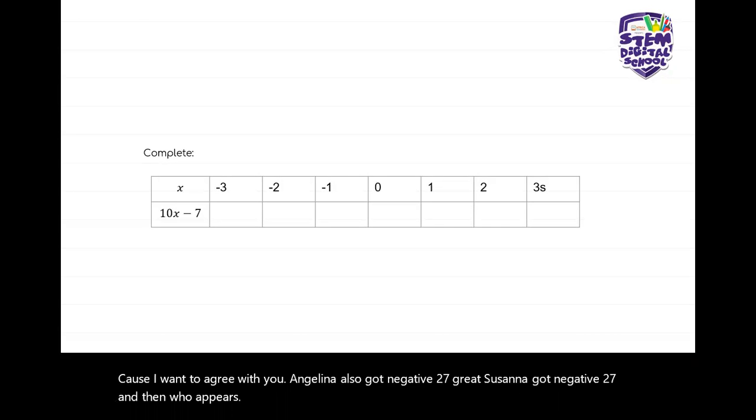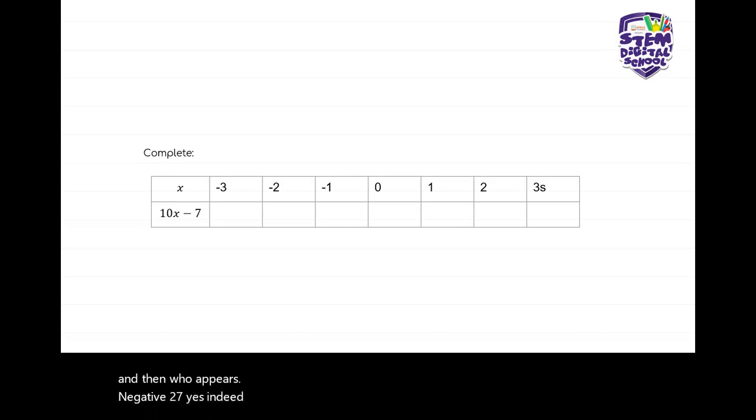Yes, indeed. Remember 10x minus 7 simply means that you can just multiply 10 by negative 2, and then you subtract 7. So this will lead to negative 20. Negative 20 minus 7. So that will be negative 27. Can we now use negative 1? Please, let's use negative 1 as the next term.